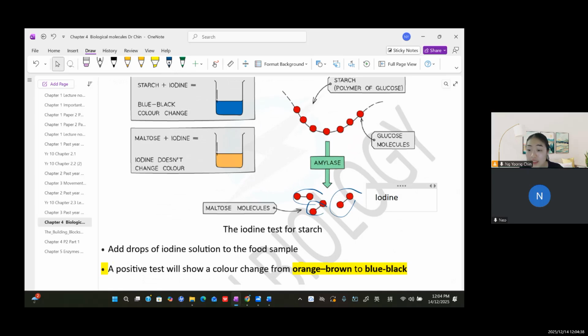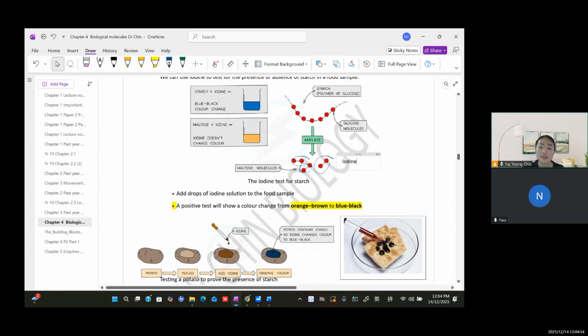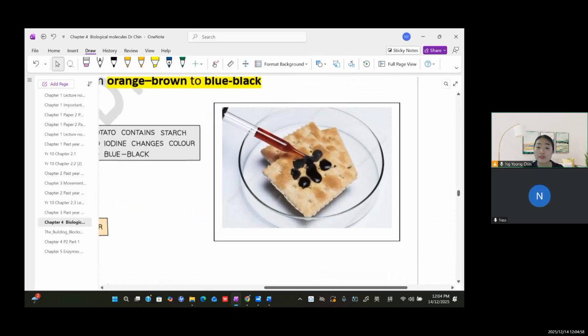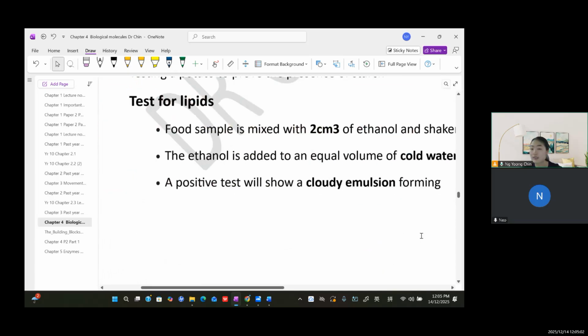There's no starch already, because all the starch has become maltose. Can the iodine solution still change their color, or will they just remain brown? They will not change color because there's no starch inside anymore, because all the starch has been broken down into maltose. Okay, so here is a test that you can try. We call it what? The iodine test.